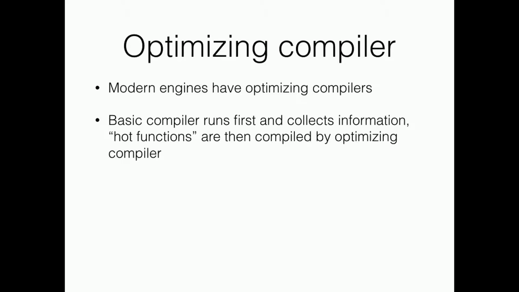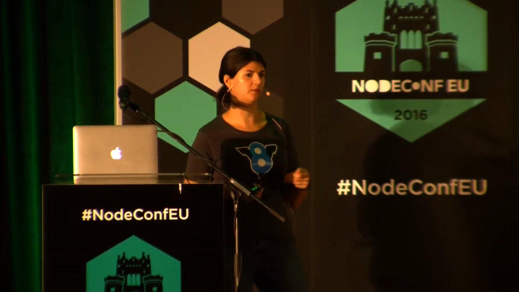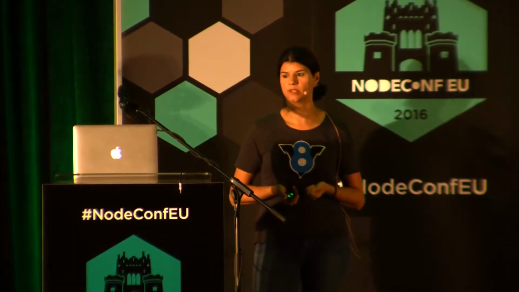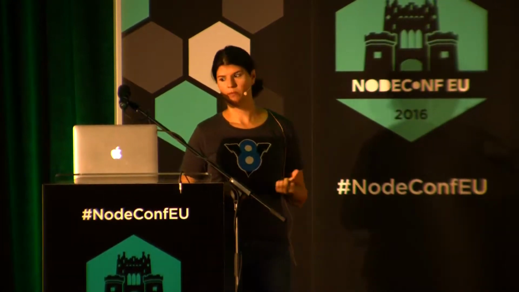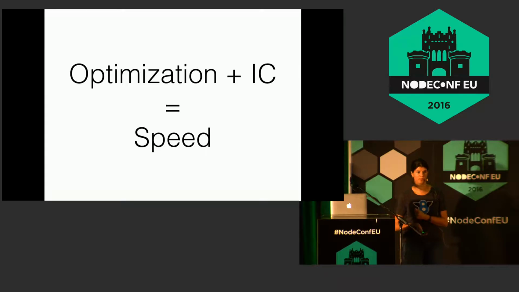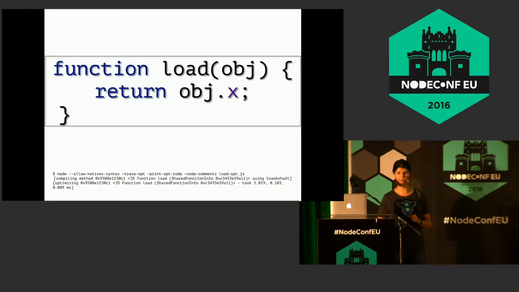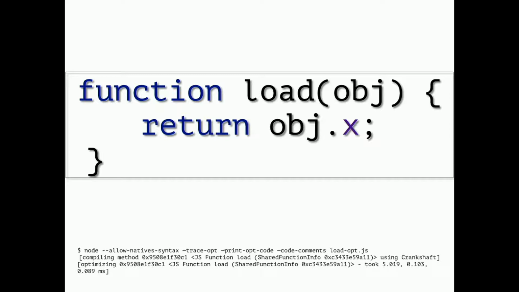And while it does that, it's collecting information and figuring out which functions are hot, so which functions are being run a lot. And then if a function is identified as hot, then the optimizing compiler takes over and compiles optimized machine code for that function. And if we combine optimization with the inline caches, that's where we get a huge speed up. And I'd like to show this to you on some actual machine code that comes out of it. So back to our basic example, a function that's just returning load.x of its parameter.